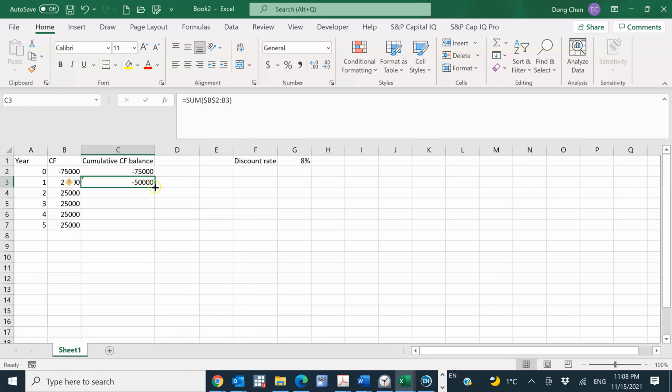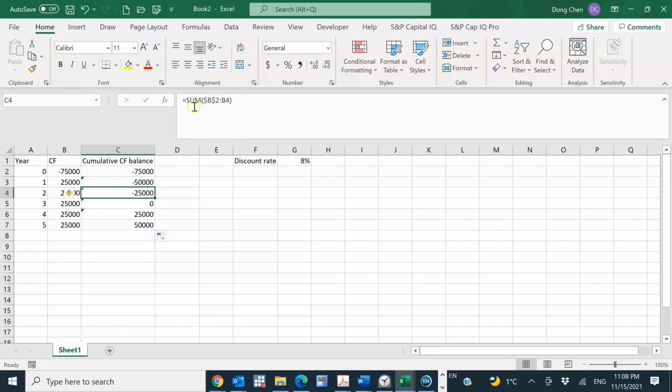If I don't do that, when I drag the cell to the other years, the summation will also shift. Rather than starting from year 0, it will shift 1 year later and just go sequentially. That's not what I want. Basically, I want to fix the starting year. So that's why I want to fix the cell value here.